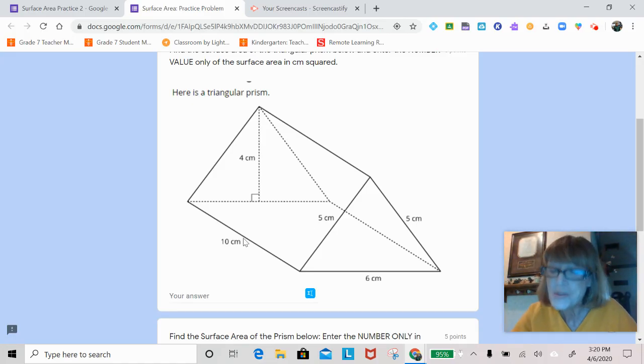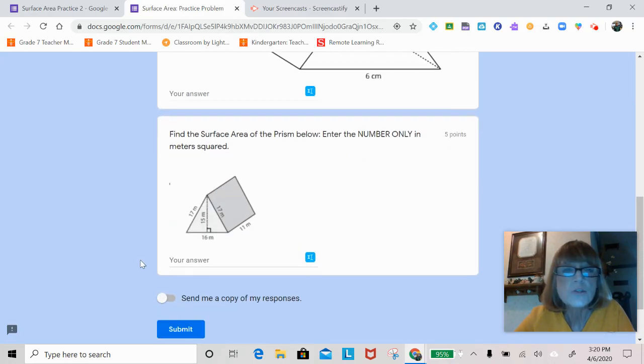Now all you have to do is add them together. 24 plus 100 for the two, front and back. Or it could be plus 50, whichever. I just shortened it to 100. So 24 for the two triangles, 100 centimeters squared for the two front and back rectangles, plus 60 for the bottom rectangle. Altogether gives you your answer. And no, I'm not adding that up for you. And you enter the number only. Okay, let's go to the next one.